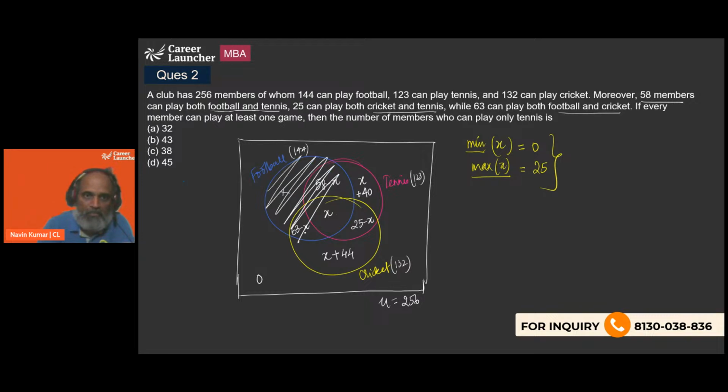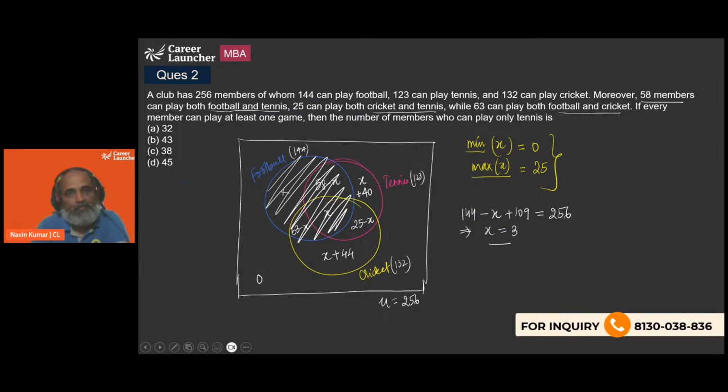This entire blue circle is 144 already, right? Okay, so we already have 144. Now let's look at the variables. We have plus x minus x, and we have an extra plus x, so in order to counter that, we need a minus x. Let's look at the numbers: 40 plus 44 plus 25, which is basically 109. So we have an extra 109, and they should add up to give us 256. If we solve this, we get x equal to 3, which is perfectly fine, since it lies within the range, right?